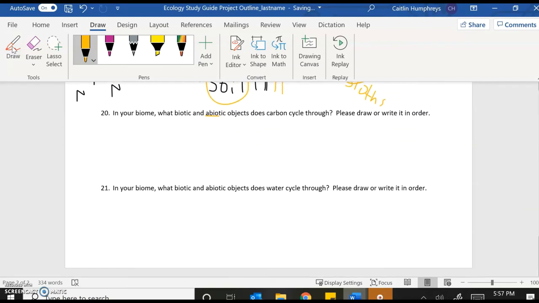Or excuse me, next one. Carbon cycle. No matter what biome you're in, all carbon is going to come from the same place. Carbon comes up through decomposers.